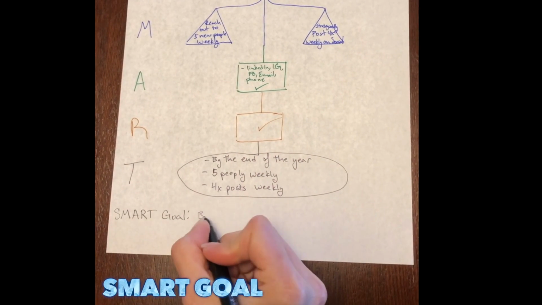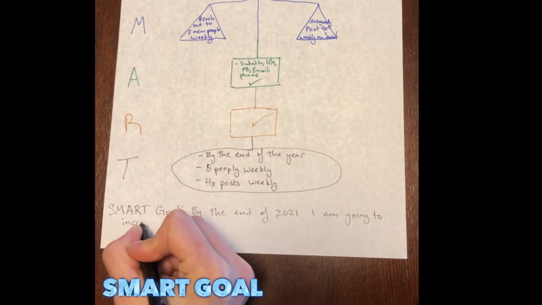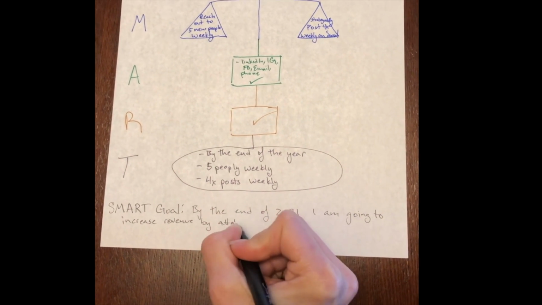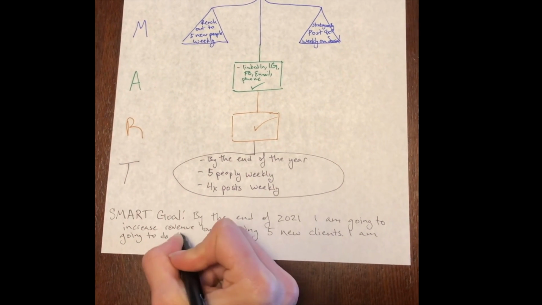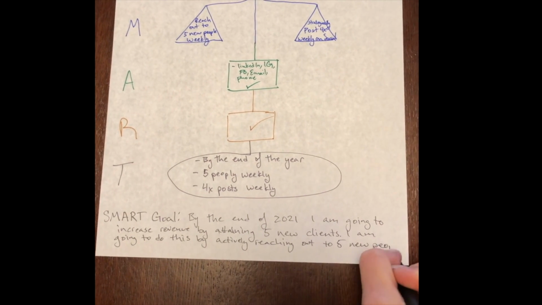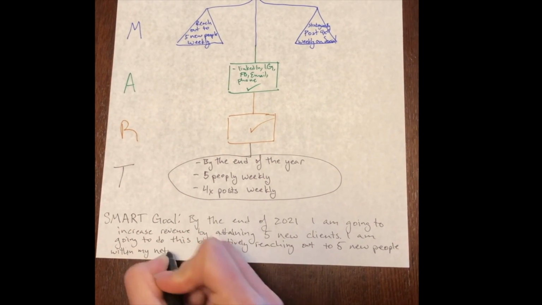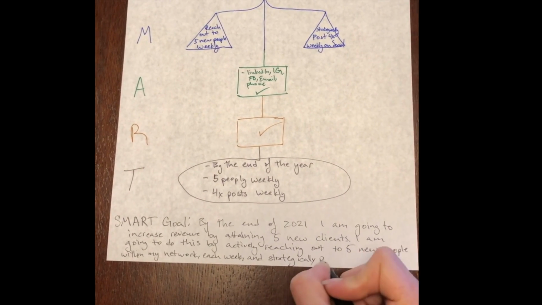Let's tie it all together now. So for myself, I'm going to increase revenue this year by attaining 5 new clients. I'm going to do this by reaching out to 5 new people within my network each and every week, promoting myself, checking in, seeing if there's opportunities for work there or for referrals. And then I'm going to work on increasing my social media exposure by strategically posting 4 times a week, at least, minimum. From there, I'm going to see the payoff.